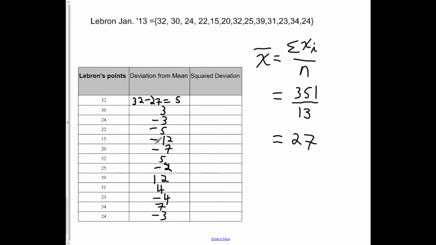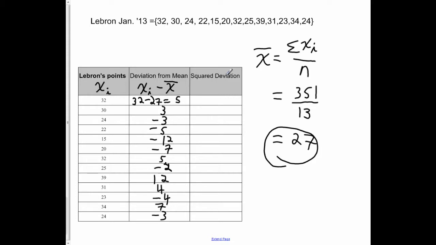So this column is the representation of my deviations. Basically, this column is the representation of my xi minus x bar, because we found x bar over here on the side to be 27, and each of these individual data points is the individual xi value. So each xi has its own deviation from the mean, and this is a list of all the deviations from the mean for all of the xi.